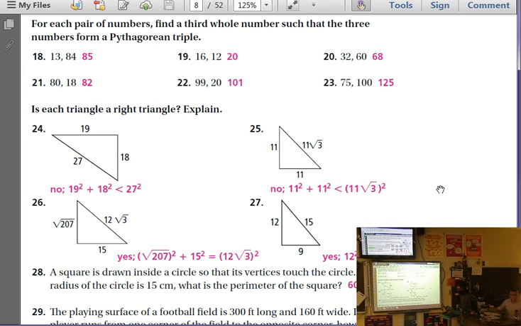Can you go over the Pythagorean triple again? Yeah, I was confused about that it's 3, 4, 5, or any manipulation of it. I was confused on just how you figured that out. Find a third whole number such that the 3 numbers form a Pythagorean triple.